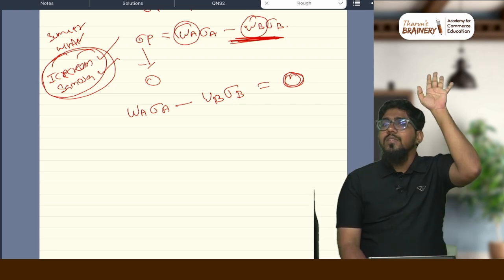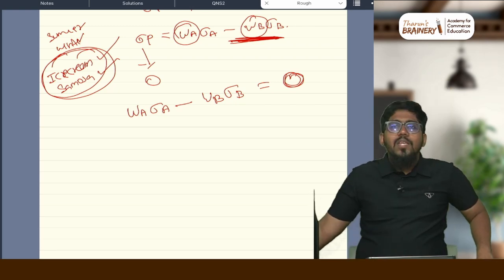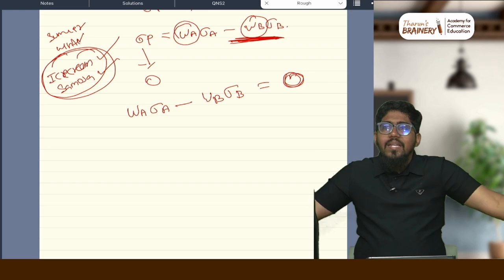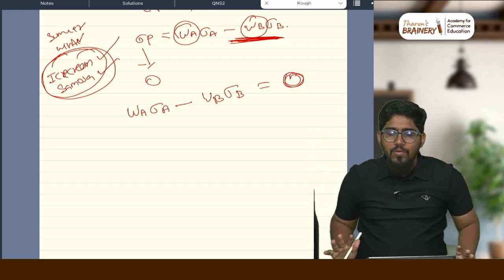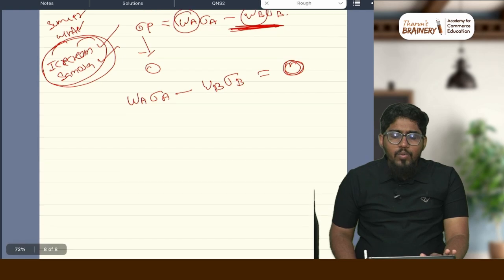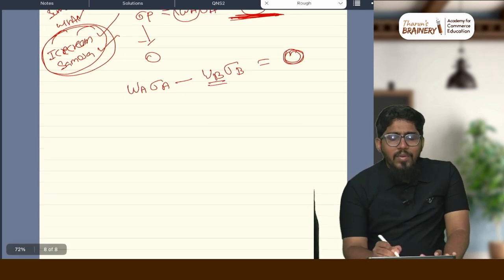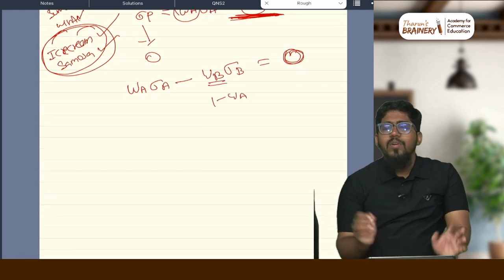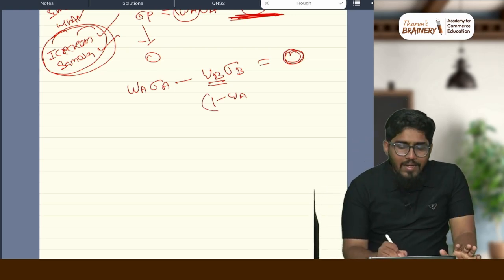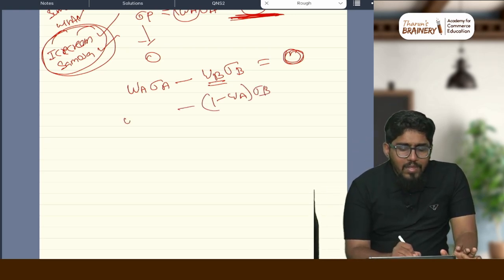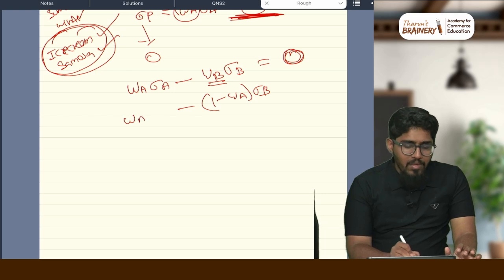If Reliance is increasing, probably some other share would be decreasing. So you have to find two negatively correlated stocks, put them in a portfolio and then make the risk 0. You can do it like this. Sir, what should be the weight? Weight of B is nothing but 1 minus weight of A, correct? Because only two stocks are there. If weight of A is 70, weight of B is 30. Clarity? Into sigma B.